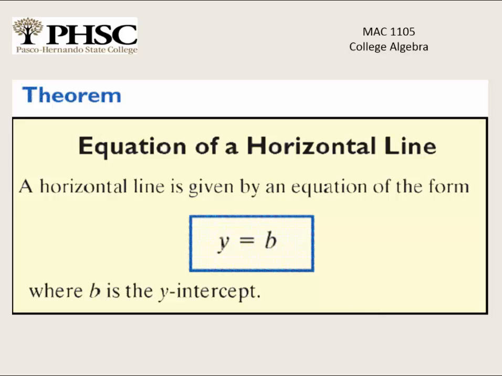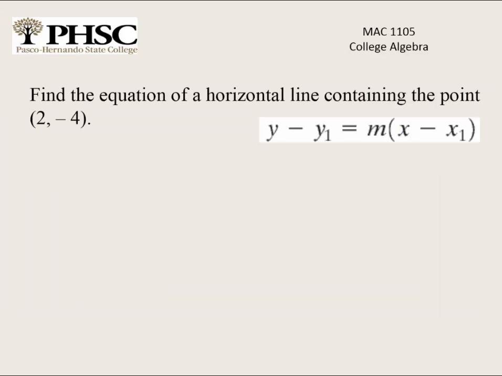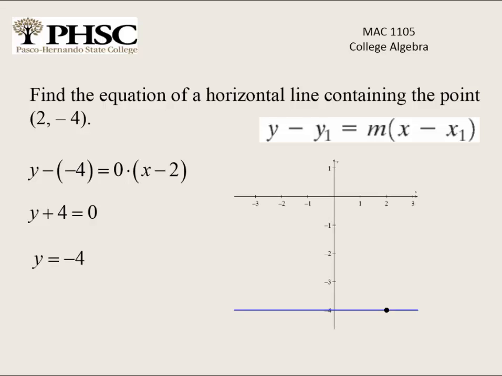So the next thing we're going to talk about is a horizontal line. A horizontal line is given by an equation of the form y equals b, where b is the y-intercept. And so I don't have an example here. Actually, I do. And just remember, x equals a is a vertical line, y equals b is a horizontal line. So find the equation of a horizontal line that contains the point (2, -4). In this case, we know it's a horizontal line, so the slope is 0. Since the slope is 0, I distribute the 0, and my right side just becomes 0. So y plus 4 equals 0. I subtract 4 from both sides, and I end up with y equals -4. And here's the graph of that equation.